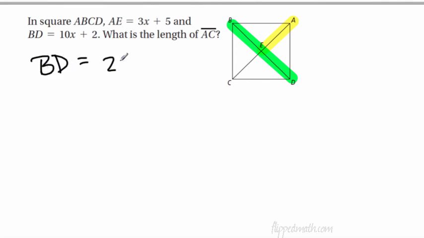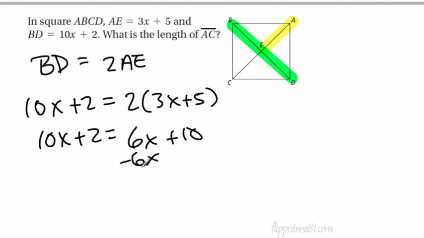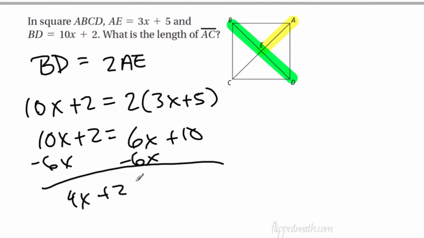equals twice AE, which in this problem means that 10x plus 2 is equal to 2 times whatever AE is. So that's 3x plus 5. All right, now what? Let's just do a little algebra. 6x plus 10, distribute. Let's subtract 6x from each side. 4x plus 2 equals 10. Subtract 2 from each side. 4x will equal 8, and then x will equal 2.